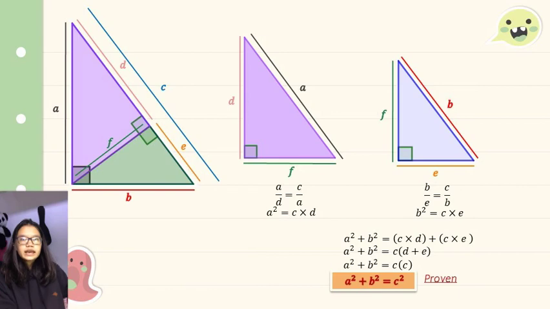We sum A square plus B square. So we find A square plus B square is equal to C times D plus C times E. We move out the C from the brackets, so we find A square plus B square equals C times (D plus E). So we know that D plus E equals C. So A square plus B square equals C times C. Then the final notation is A square plus B square equals C square. The theorem is proven.